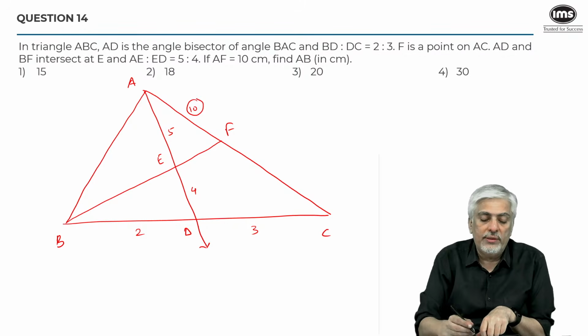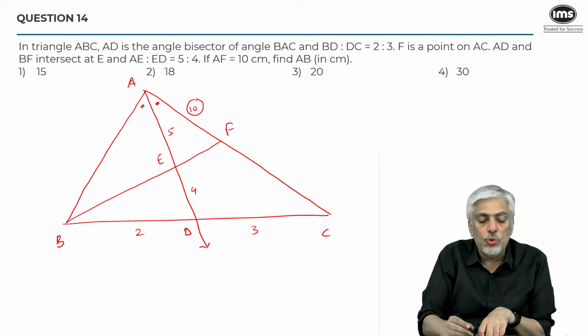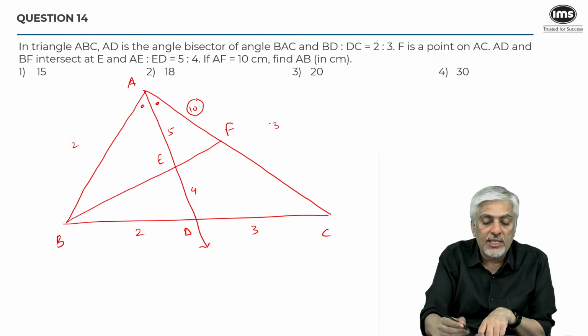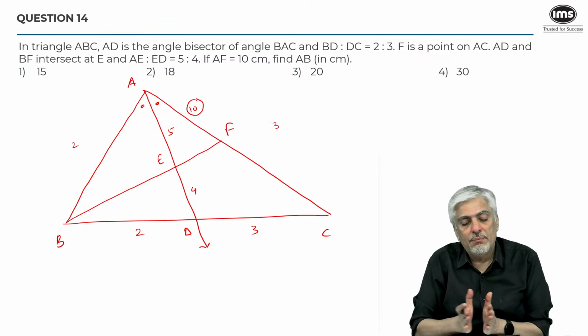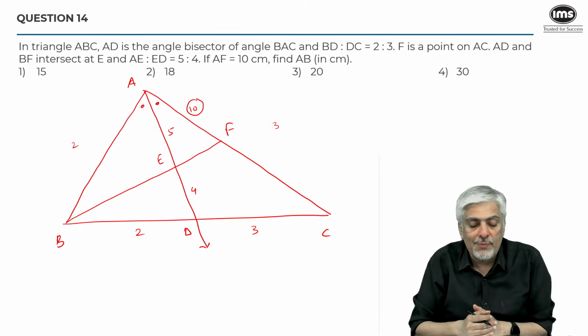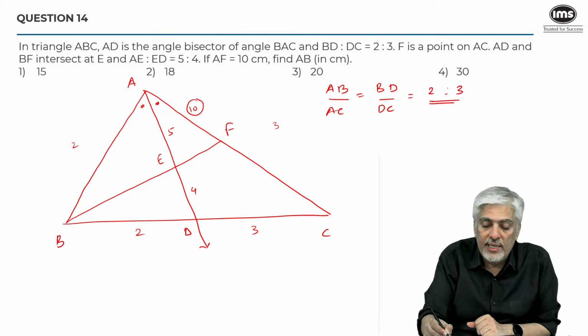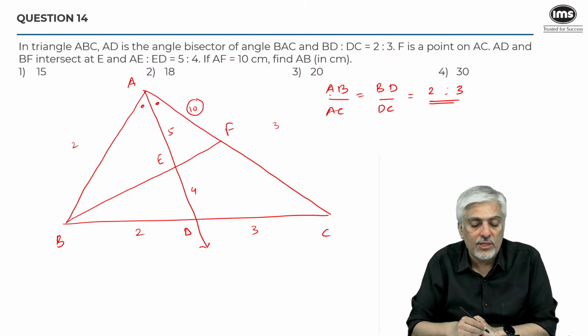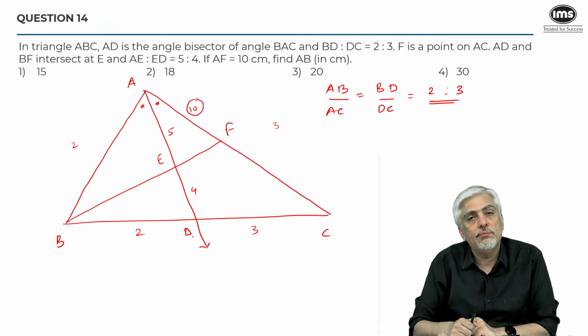You can still figure out that because this was an angle bisector, BD to DC is 2:3, so this will also be 2:3 ratio. That you understand because of the angle bisector theorem. But besides that, you're stuck. So I'm just going to put the angle bisector theorem first. Angle bisector theorem is AB upon AC is BD upon DC, and BD upon DC was given as 2:3. So AB to AC is also 2:3. That is okay. The main thing is how to use this 5:4.